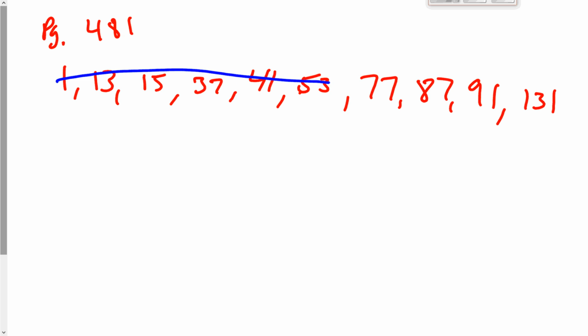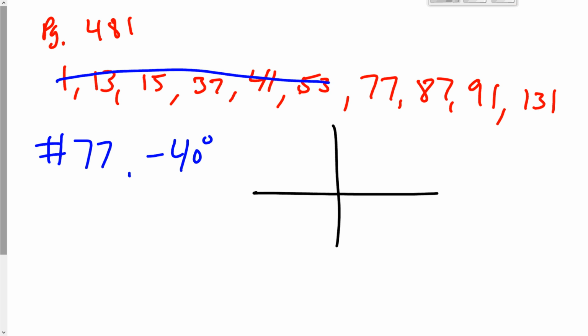Okay, so here are the ones. We've already done those other ones before. Let's go ahead and look at 77, 87, 91, and 131. Here we're finding the coterminal of least positive measure of negative 40 degrees. If you want to, you can draw it. It's negative, so that means it's going to go down 40. This right here is 90, so it's going to be less than that.